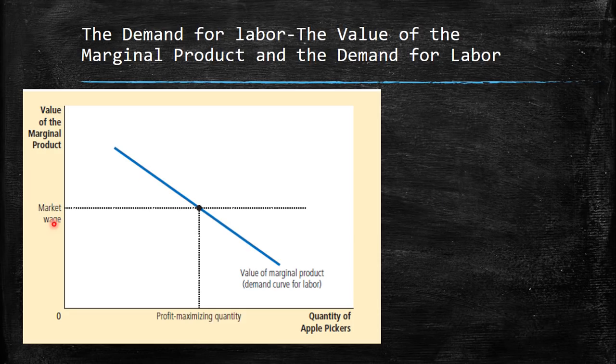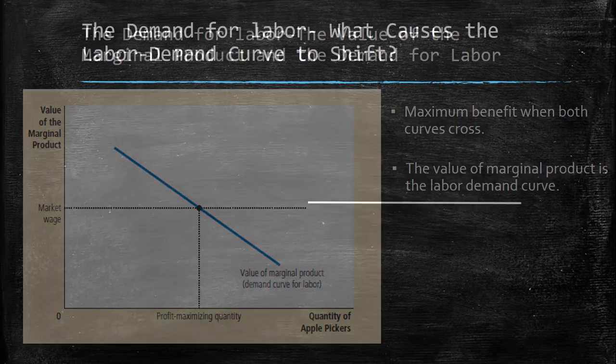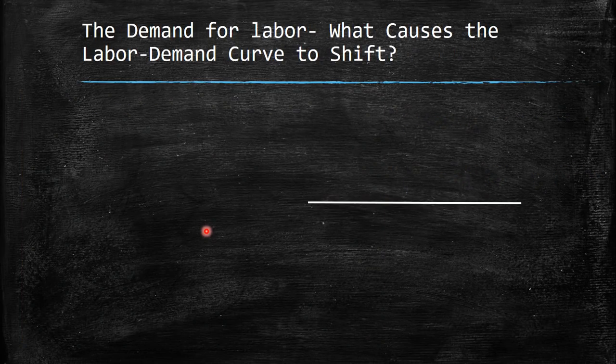And here is the market wage, which is the cost, because it's constant. I cannot move that price. We are price takers. The profit maximizing quantity is where this value of the marginal product, or the demand curve for labor, is exactly equal to the wage. The maximum benefit is where both curves cross, and the value of marginal product is the labor demand curve. Then what causes the labor demand curve to shift?